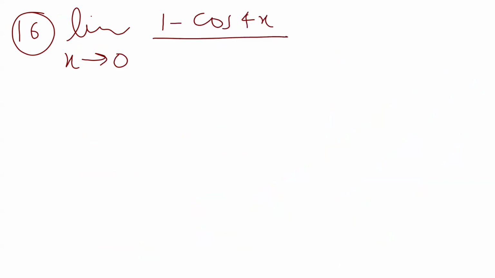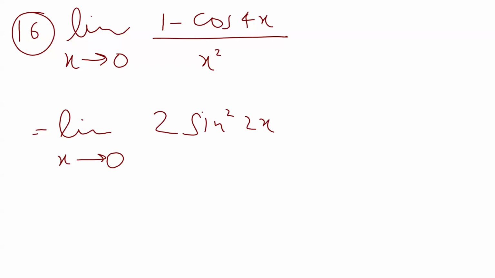Question number 16. Limit x approaching 0, 1 minus cos 4x upon x square. Now, guys, this should be easy for you. Come on, tell me. What is 1 minus cos 4x? Two sine square 2x. Very good. 2 sine square 2x. Very good, Agrima.